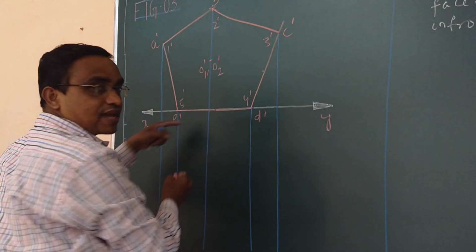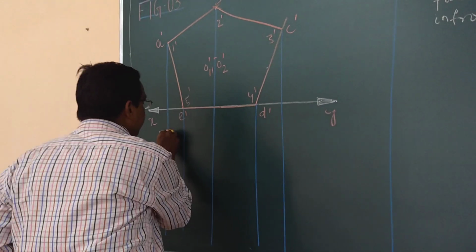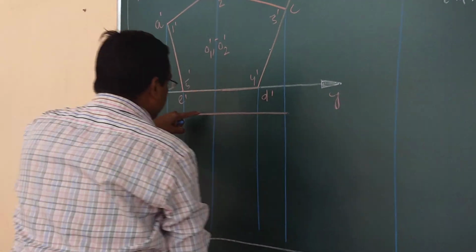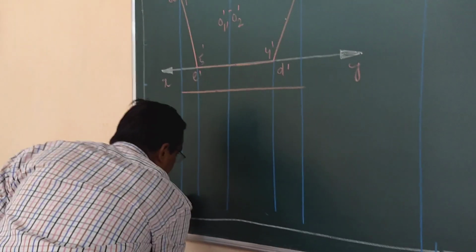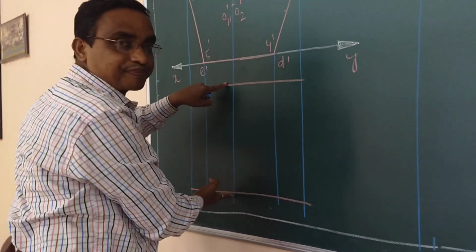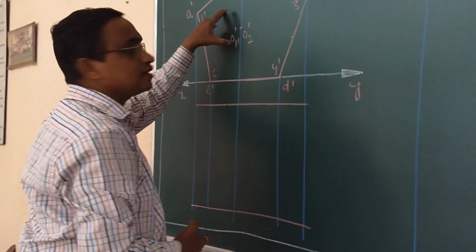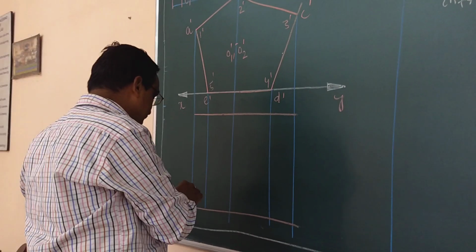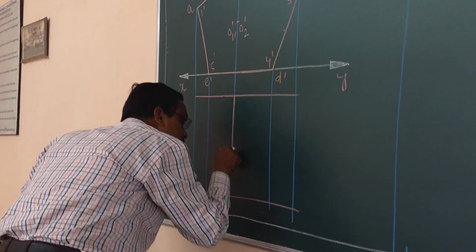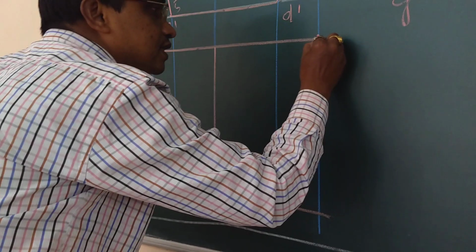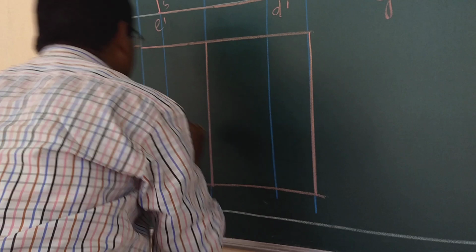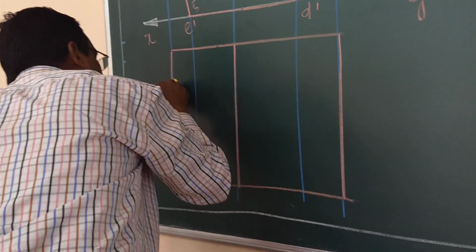Then you take a 20 mm gap from the XY reference line, 20. Since the axis is 90, from this line draw another line. This is 90. This is the top view and this is the front view. Which edges are clearly visible to you, you make dark. This is clearly visible, you make dark. This is clearly visible. This one is also clearly visible.